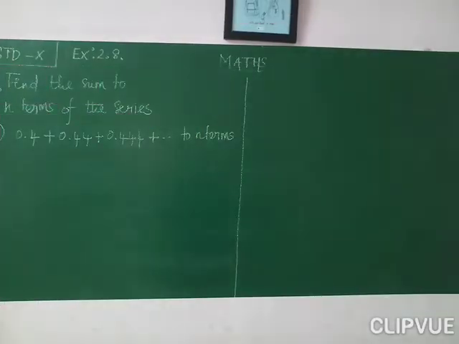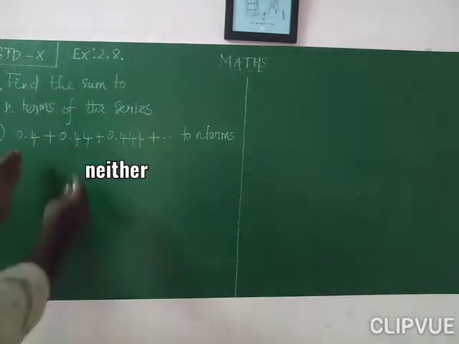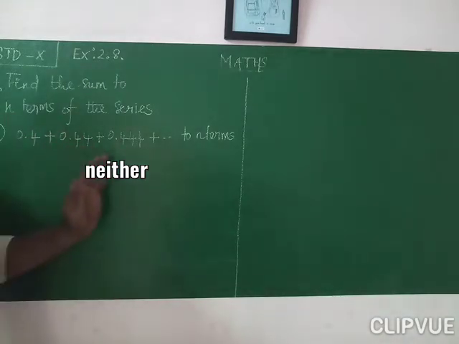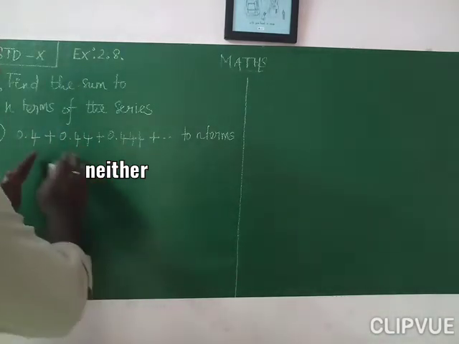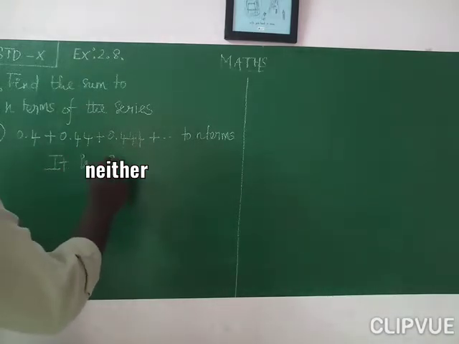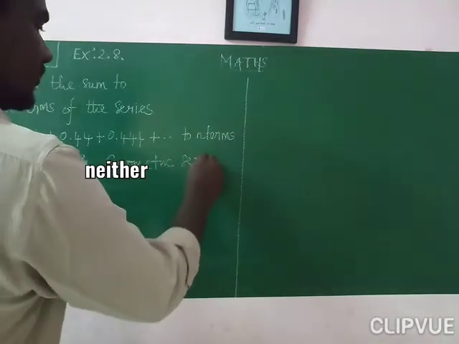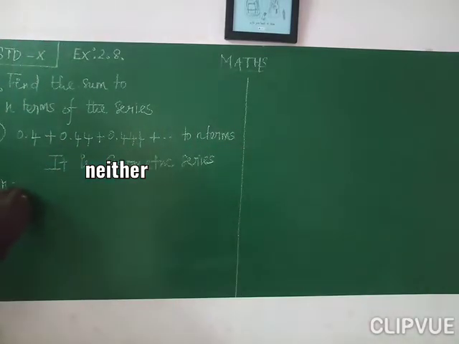Good morning to all. In this video, we are going to learn the very important 5-mark question from exercise number 2.8, question number 6. The question is, find the sum to n terms of the series. We don't know whether it is a geometric series or an arithmetic series. Actually, it is neither geometric series nor arithmetic series.